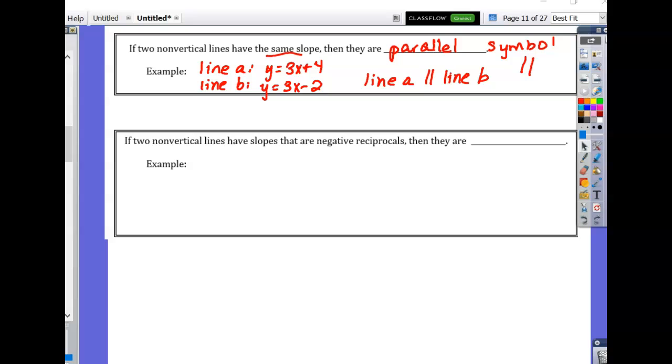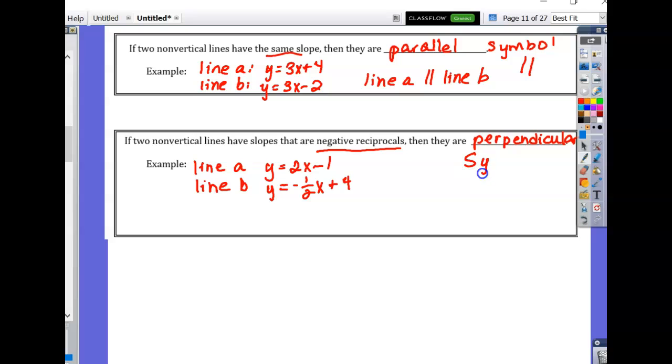Looking at the second one, if two non-vertical lines have slopes that are negative reciprocals, then they are perpendicular. So in my example, if line A was y is equal to 2x minus 1, and line B was y is equal to negative 1/2 x plus 4. The symbol for perpendicular is going to look like an upside down T. So we can say that line A is perpendicular to line B.